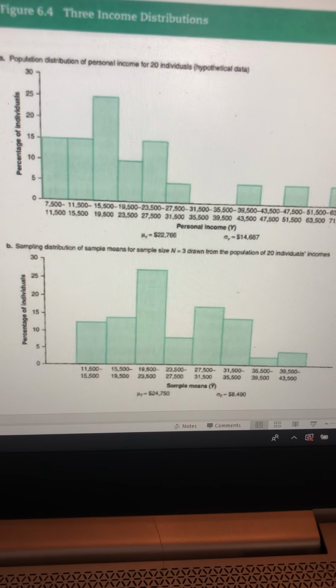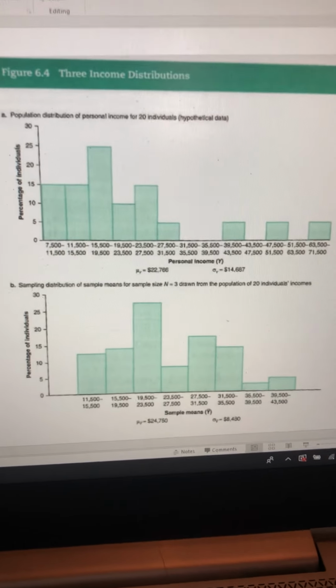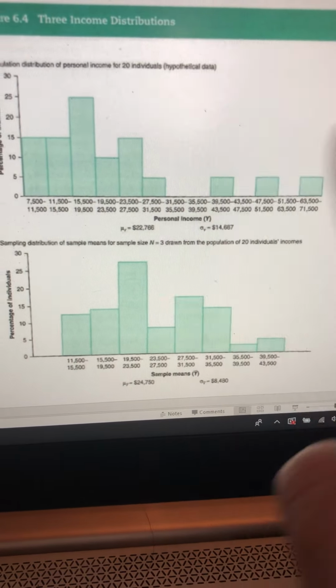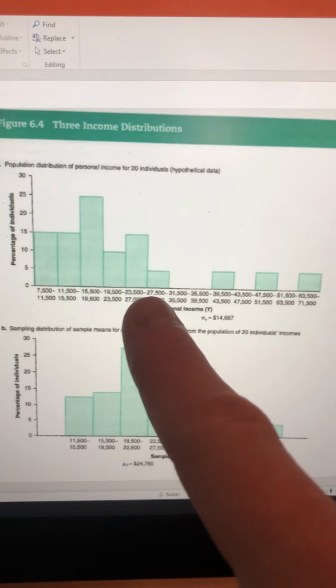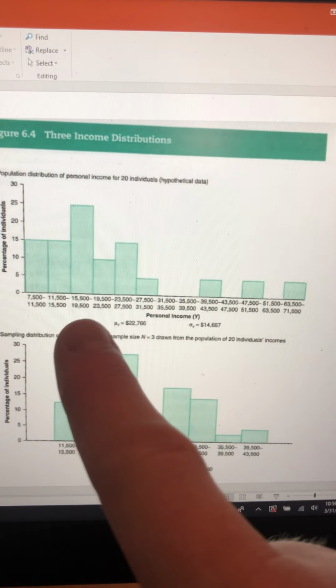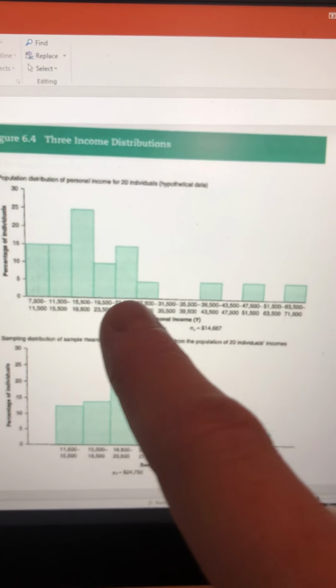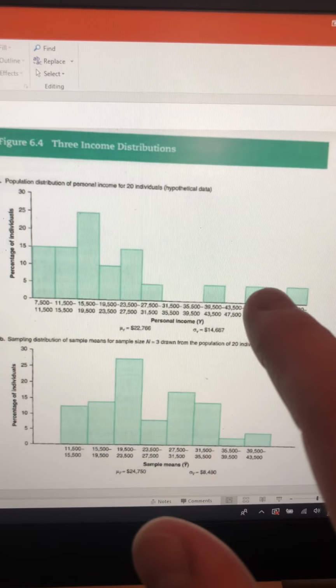Now what's different here in part B is that this is the sampling distribution of sample means of sample size n equals 3. So this is the distribution of the sample means of sample size 3 drawn from those 20 individuals. So this is a sampling distribution. See here, this is not a normally distributed variable at all. It's highly skewed. Same way as the United States is, where you have a bunch of clustering at the lower levels and then some high outliers.